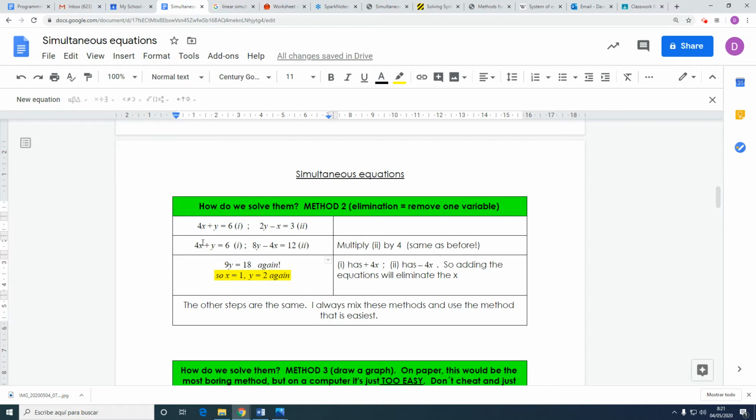Let's do that. Well, 4x minus 4x is nothing. And then y plus 8y is 9y. And then 6 plus 12 is 18. So that's where we get those numbers from. And we get the same solution that we had before, because it's the same equation.